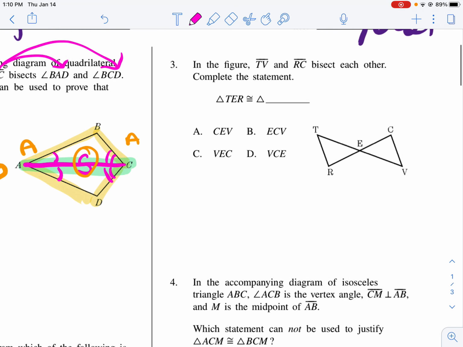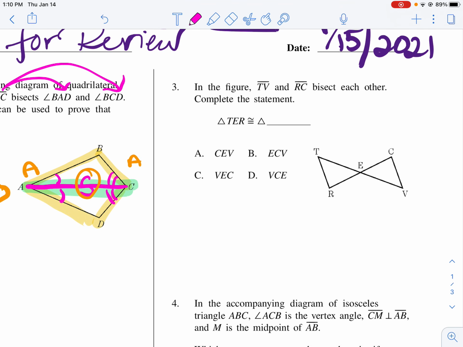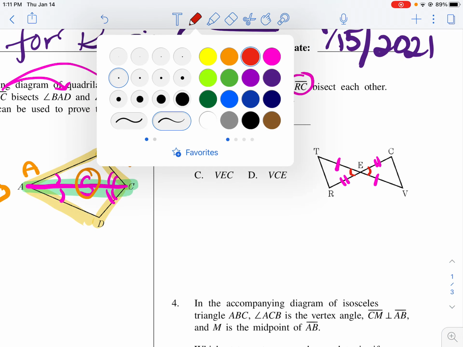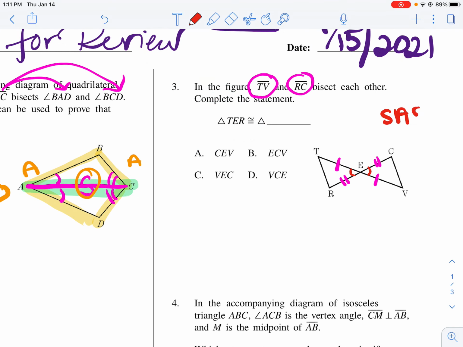Okay, same idea on this one, guys. We're told that TV and RC bisect each other, which means that we're going to have two pairs of congruent sides. And then if you remember, this is a bow tie, so we have vertical angles. So this would actually be, just for a little review, side angle side, since we are reviewing. I'm going to go from T to E to R, so T to E to R. So just be careful, guys.